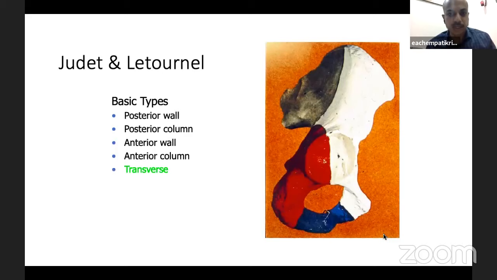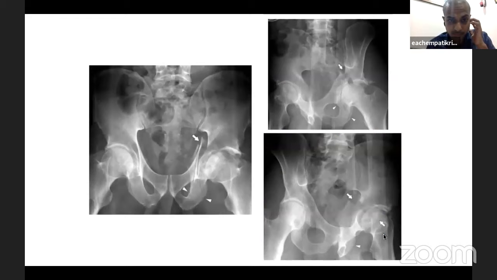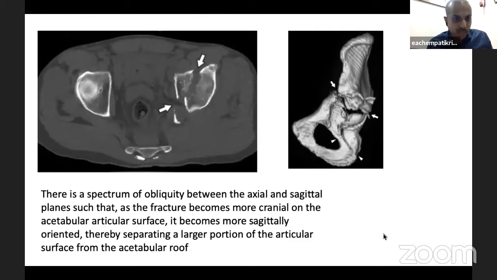So Judet and Letournel describe the transverse fracture as a basic type, and we must recognize the difference between a transtectal fracture, which goes through the weight-bearing dome, the juxtatectal fracture, which goes at the junction of the weight-bearing dome and the cotyloid fossa, and the infratectal fractures. And this has been very well described by Ashok. The interesting part is the acetabulum is divided into superior and inferior fragments. But on the CT scan, as Ashok pointed out, it is seen as a vertical line. So this is how a transverse fracture will look on an axial CT. It looks like a vertical line, and Ashok described very well as to why it appears so.